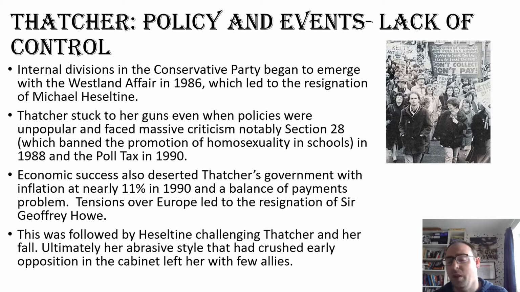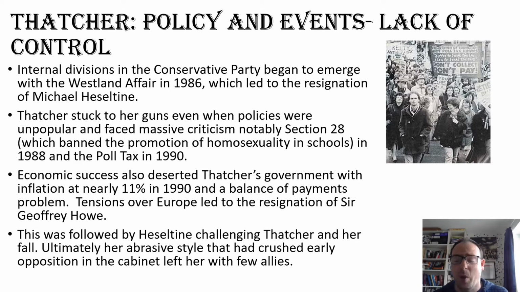And then we get the challenge from Heseltine. Ultimately, this abrasive and overbearing style of government that Thatcher had used came back to haunt her in a way, because early on she'd crushed any degree of opposition. But when the chips were down and circumstances turned against her, she found that she had a limited number of true allies and a group of people who were quite happy to see her out of the way.